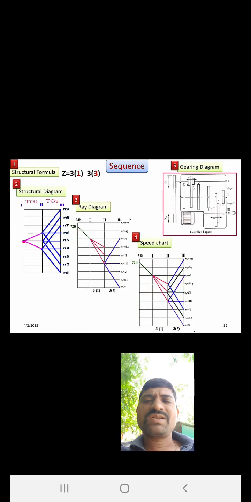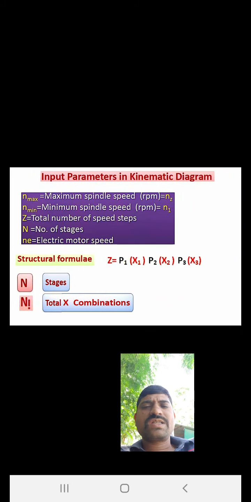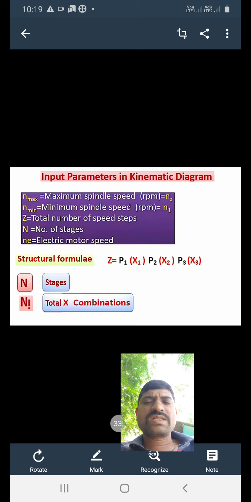Remember the sequence. First you should find out the structural formula. Once you have calculated the structural formula, then draw the structural diagram. Then third is the ray diagram, speed diagram, and gearing diagram. Then we require some input parameters in the kinematic diagram. We will see this in the next lecture.